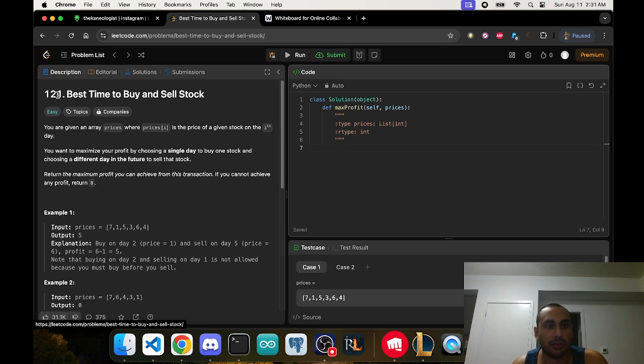Let us do Best Time to Buy and Sell Stock. LeetCode. You're given an array of prices, where prices[i] is the price of a given stock on the ith day.